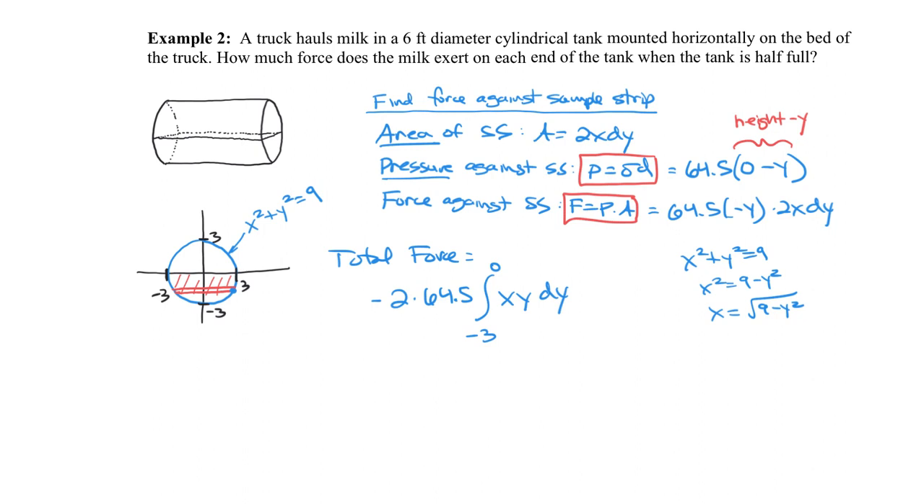So we can put this in place, and this will give us -2 times 64.5 from -3 to 0 of y times the square root of 9 minus y squared dy. And this one is pretty simple u substitution. So if we go ahead and do a u substitution here, you will end up getting 1161. And what's the unit of measure here? We're using feet, so it's the English U.S. customary system. So for force, it's going to be pounds.